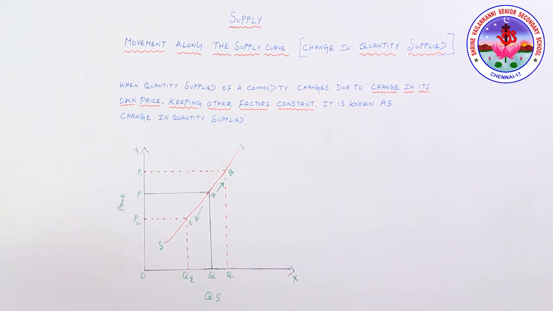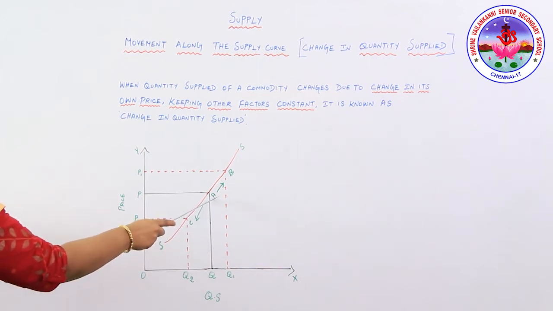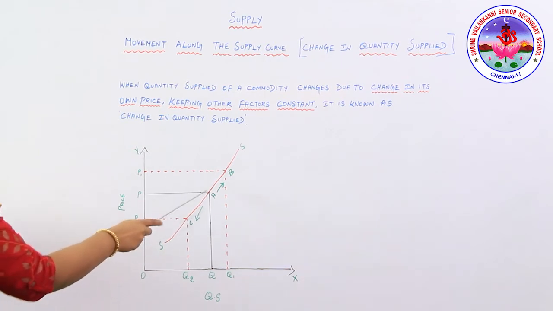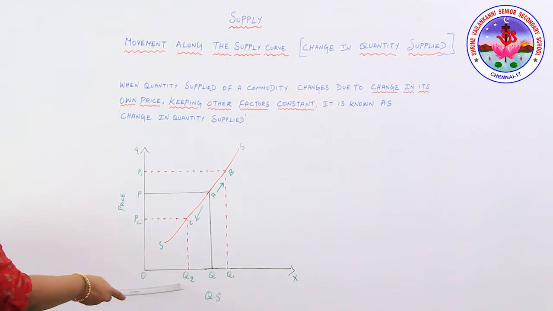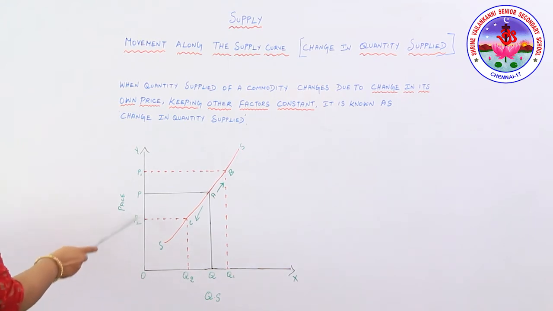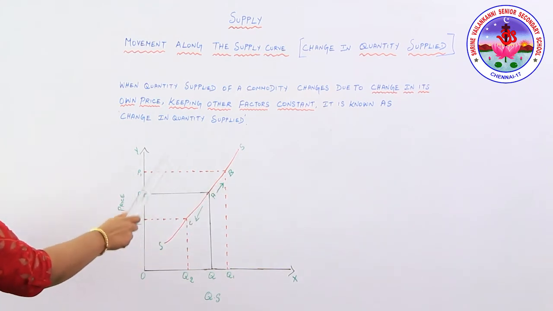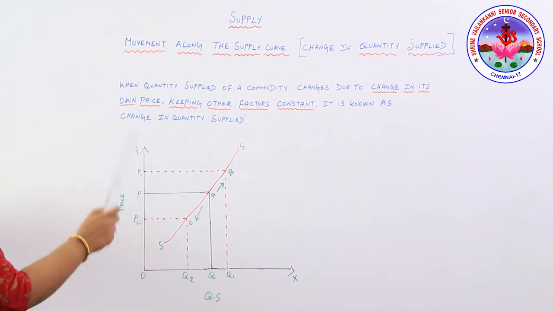Now, what is the contraction in supply? Contraction in supply is shown by the downward movement from A to C. So what will happen to the quantity supply? Quantity supply falls from OQ to OQ2 due to a fall in the prices from OP to OP2. We are calling it a contraction. So if it's an upward movement, we call it an expansion in supply. If it's a downward movement, we call it a contraction in supply.